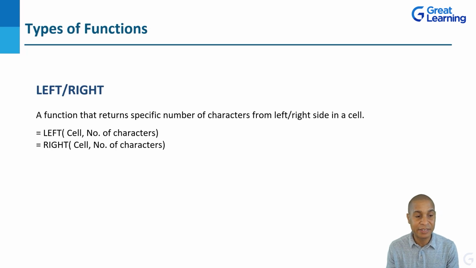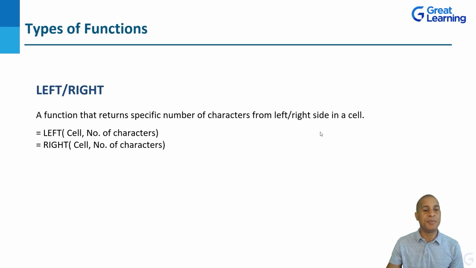Left and right. A function that returns a specific number of characters from the left or the right side of the cell. We use the equal sign to initiate that function. We use the cell to specify the location of our particular number or character. And then we say how far right or how far left we should go in. In this specific function, we're doing left, so maybe we start from the first character or the second character, and we indicate that within the function parameter.